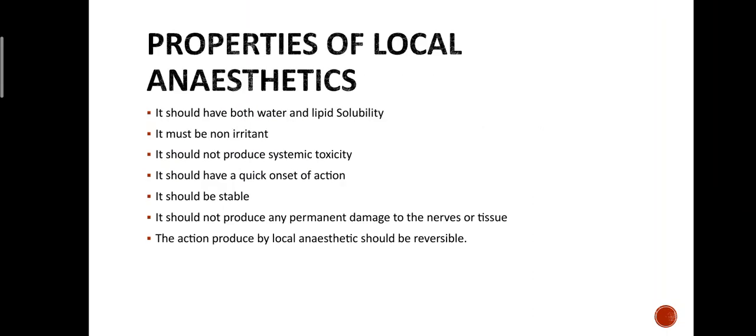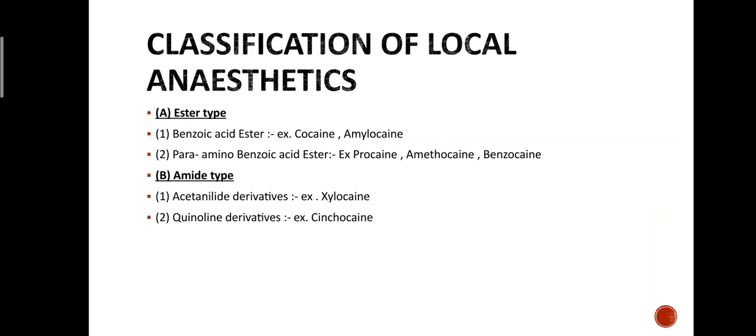Next point, properties of local anesthetics. It should have both water and lipid solubility. It must be non-irritant. It should not produce systemic toxicity. It should have a quick onset of action. It should be stable. It should not produce any permanent damage to the nerve or tissue. The action produced by local anesthetic should be reversible. These are the simple properties of local anesthetics.